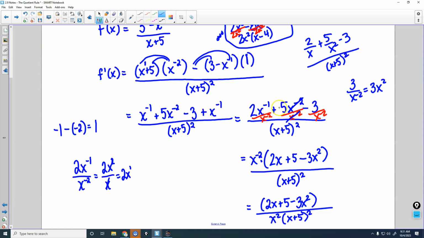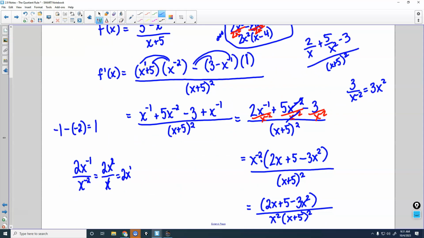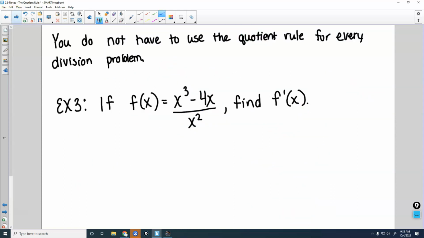Now, you don't have to use negative exponents here. You could have done this differently. There's so many ways a lot of these problems can be done. I'm not saying this is the way you've got to do it necessarily. It's up to you guys.